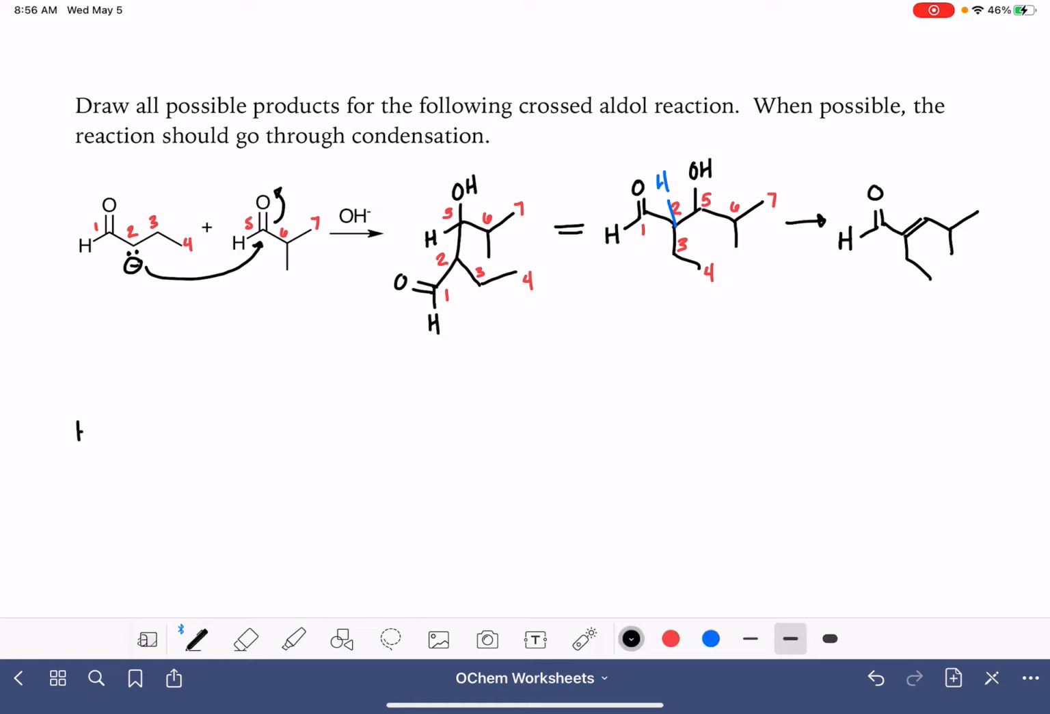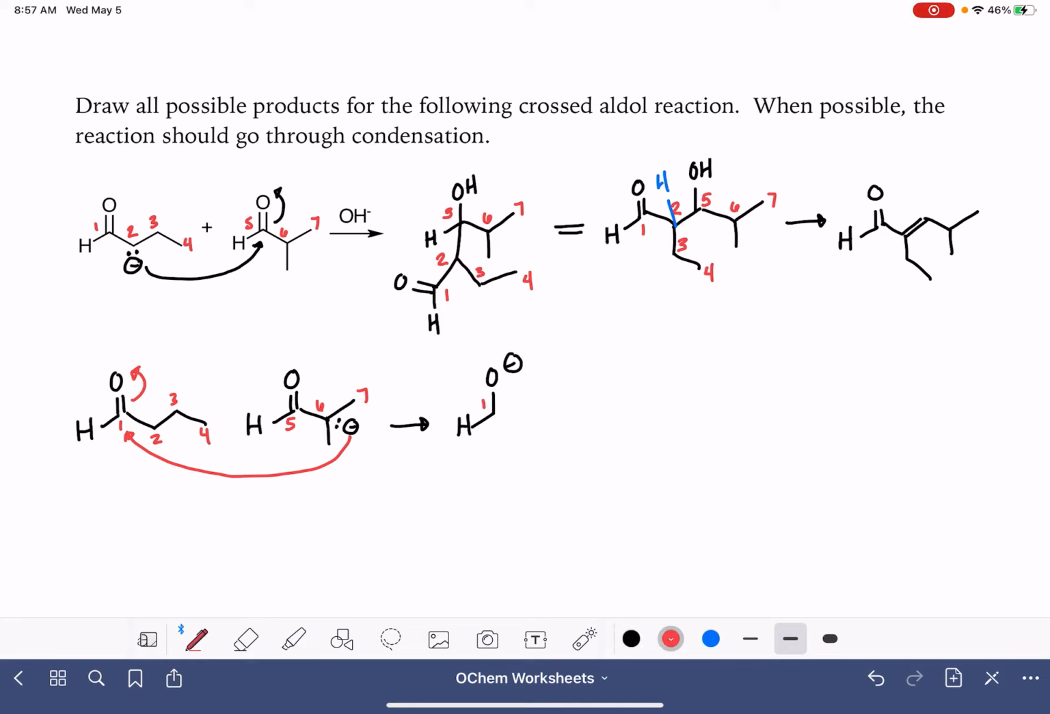Now, a second possible product would be basically the attack in the other direction. So I'm going to use the same numbers, 1, 2, 3, 4, 5, 6, 7. In this possibility, I'm having my enolate on carbon number 6, and it's carbon number 6 that will attack carbon number 1. So that is going to give me carbon number 1 is right here.